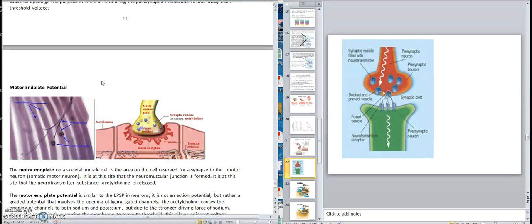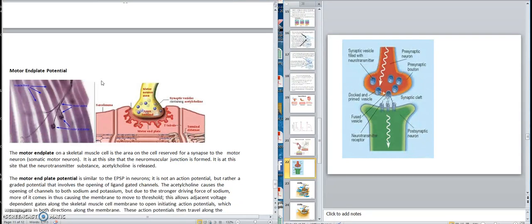Now, I'm going to close this now, and we're going to start another one because we want to talk a little bit extensively on the motor end plate potential. The motor end plate. This would be the one that's happening in the skeletal muscle. So we're going to do another video.